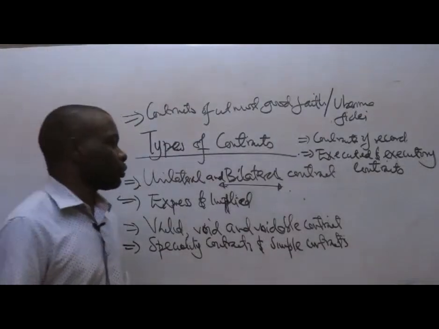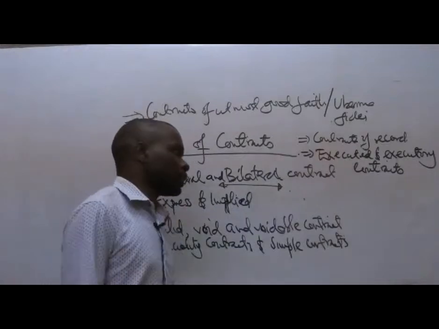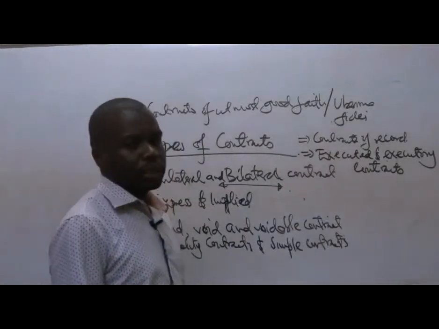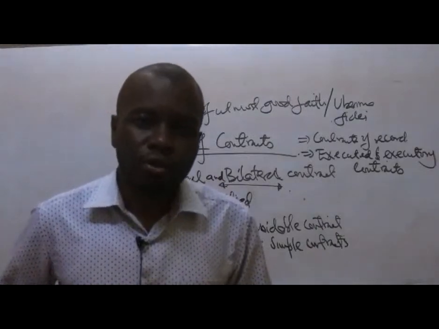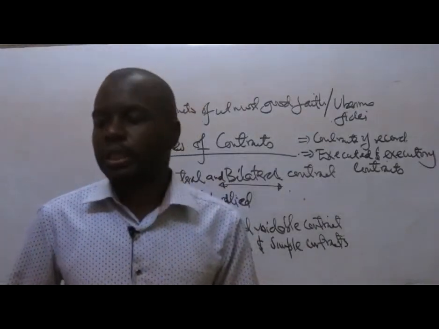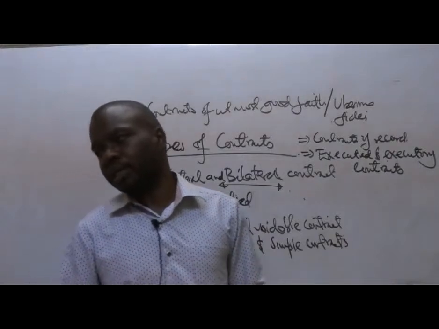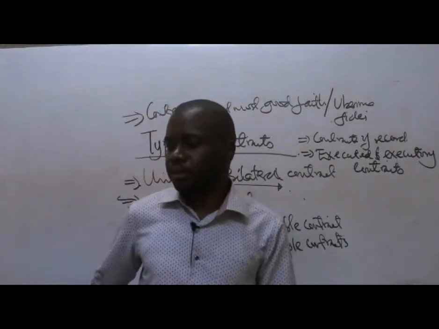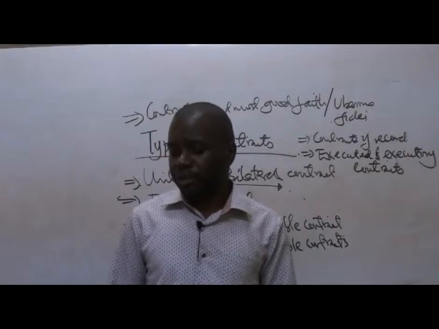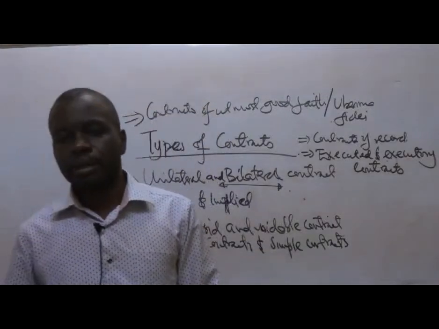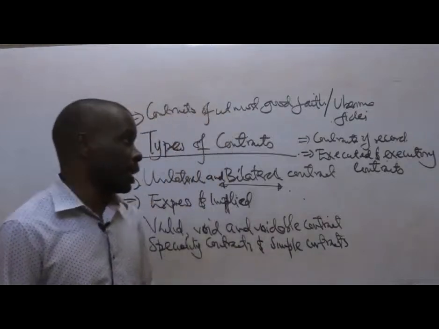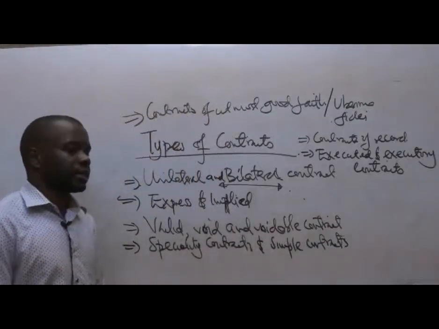Then you have contracts of record. Contracts of record are, for example, the rulings or judgments that are normally made before a court of law. They are usually kept on record by the judge, so reference can always be made to them at a future date. Those judgments might compel a certain party to fulfill certain obligations.